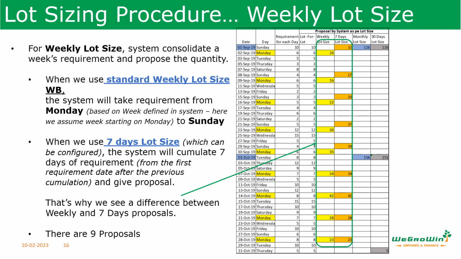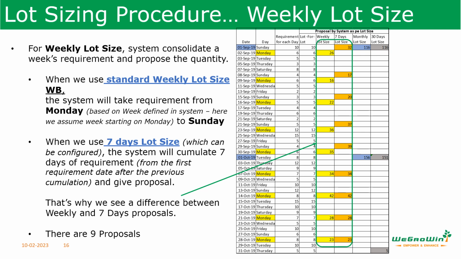Now let us see the weekly lot size. In weekly lot size, the system consolidates the week's requirements and proposes the quantity. Please take note, WB is the standard weekly lot size, but we can also define 7 days requirements to consolidate, which can be customized in the system. Now, the standard lot size means the system will consider the weekdays as defined in the calendar.